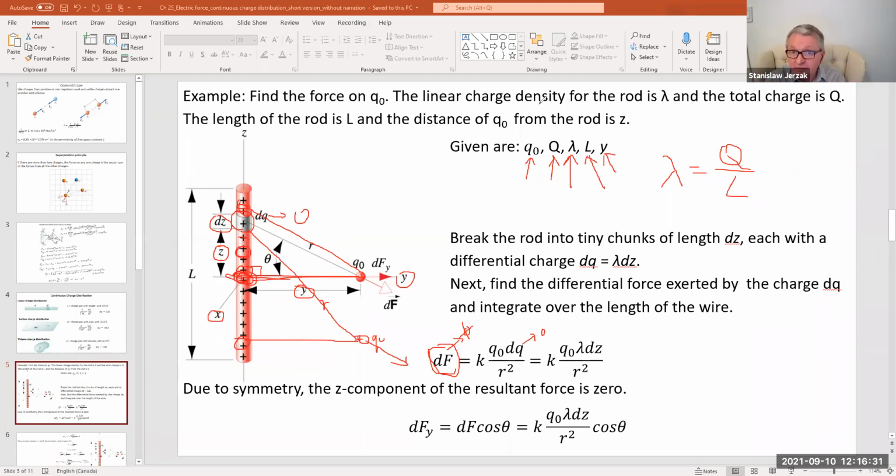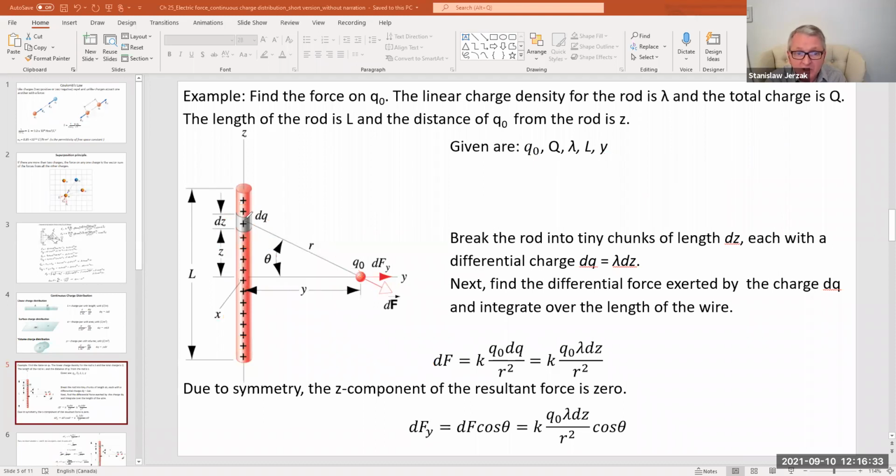And when I clear this, you see, when I selected this dq here, then if I designate this distance z, this distance r, and let's say this angle theta, then this triangle here allows me to find the relationship between r, z, and this angle theta. But if you select that chunk here, then you don't see that triangle, and you don't see the relationship between r, z, and this angle.